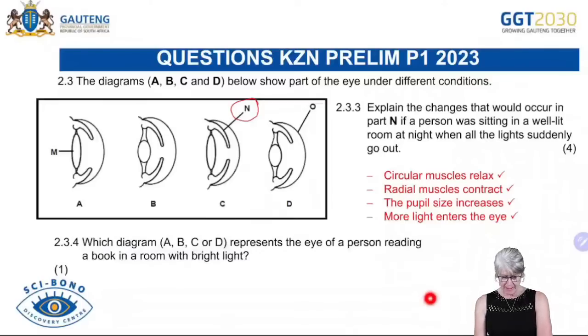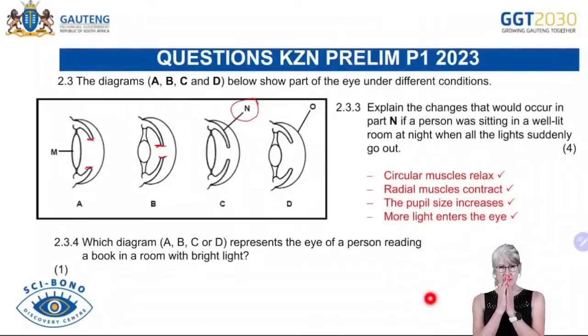So if I have a look here, my pupil is too wide in diagram A, plus my lens is very narrow. If I look at B, my lens is nice and convex, as well as my pupil being quite narrow. If I look at C, my lens is too narrow. My pupil is correct, okay, but that's not correct. And then if I look at D, my lens is correct, but my pupil is too wide. So there's too much light coming in, so that one won't be correct. So therefore, the answer must be B.